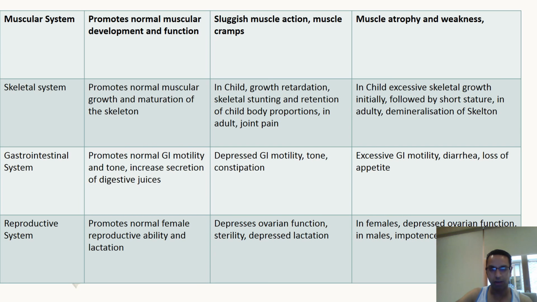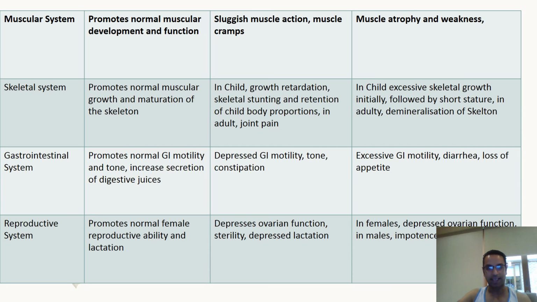So in children who are deficient in thyroid hormone, which generally happens due to a deficiency of iodine in the diet, there is growth retardation, skeletal stunting, and retention of child body proportions, and in adults, joint pains. However, if it's secreting a lot, then in children there is excessive skeletal growth initially, followed by short stature in adulthood, and then demineralization of the skeleton.